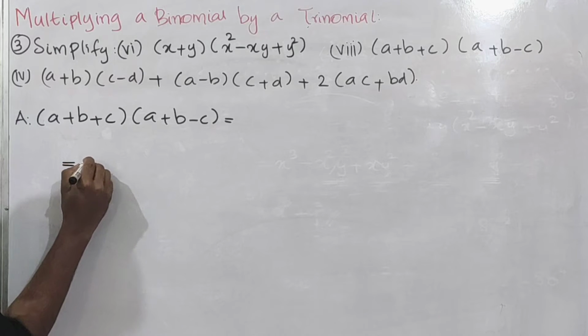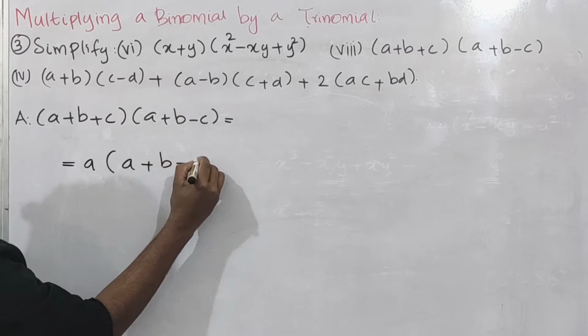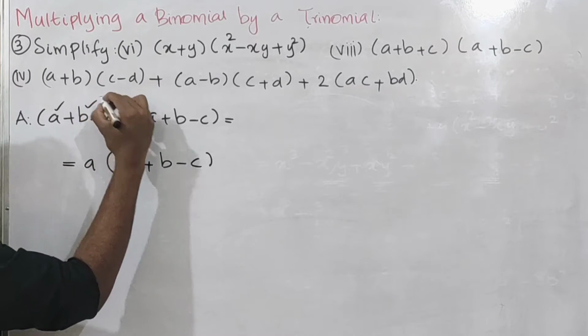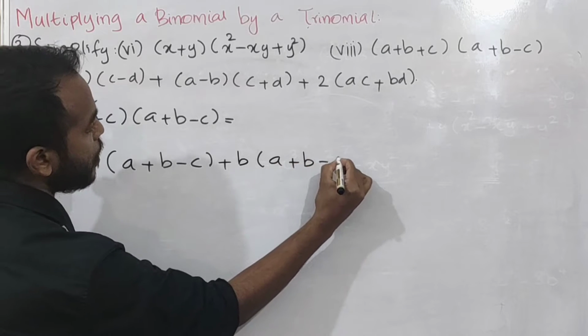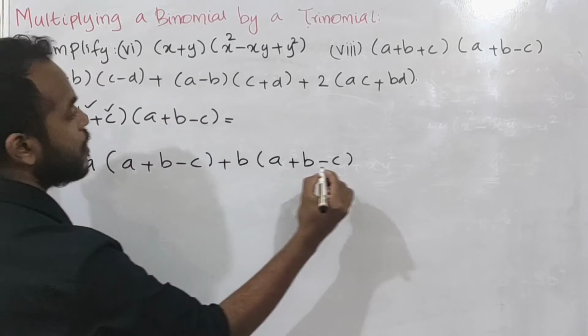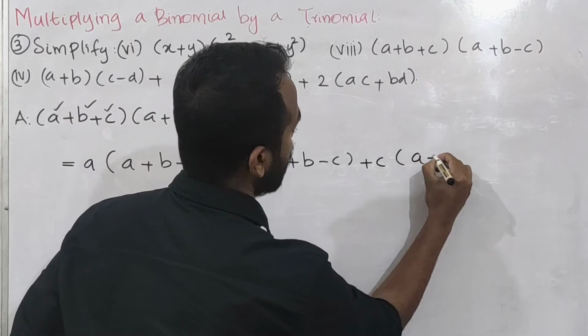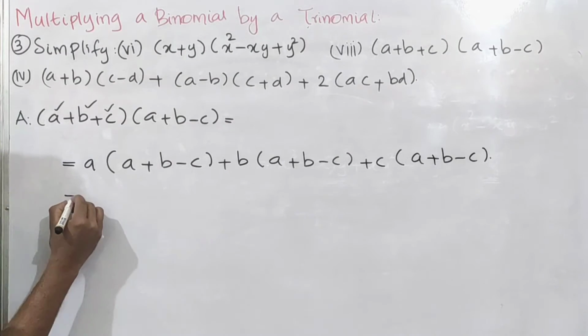First term of the first bracket, that is a into the second bracket completely, a plus b minus c. Then the second term, so we have done with this one. Now let's take the second term, plus b into a plus b minus c. Then the third term is plus c into the second bracket completely, a plus b minus c. Now let's try to simplify this.